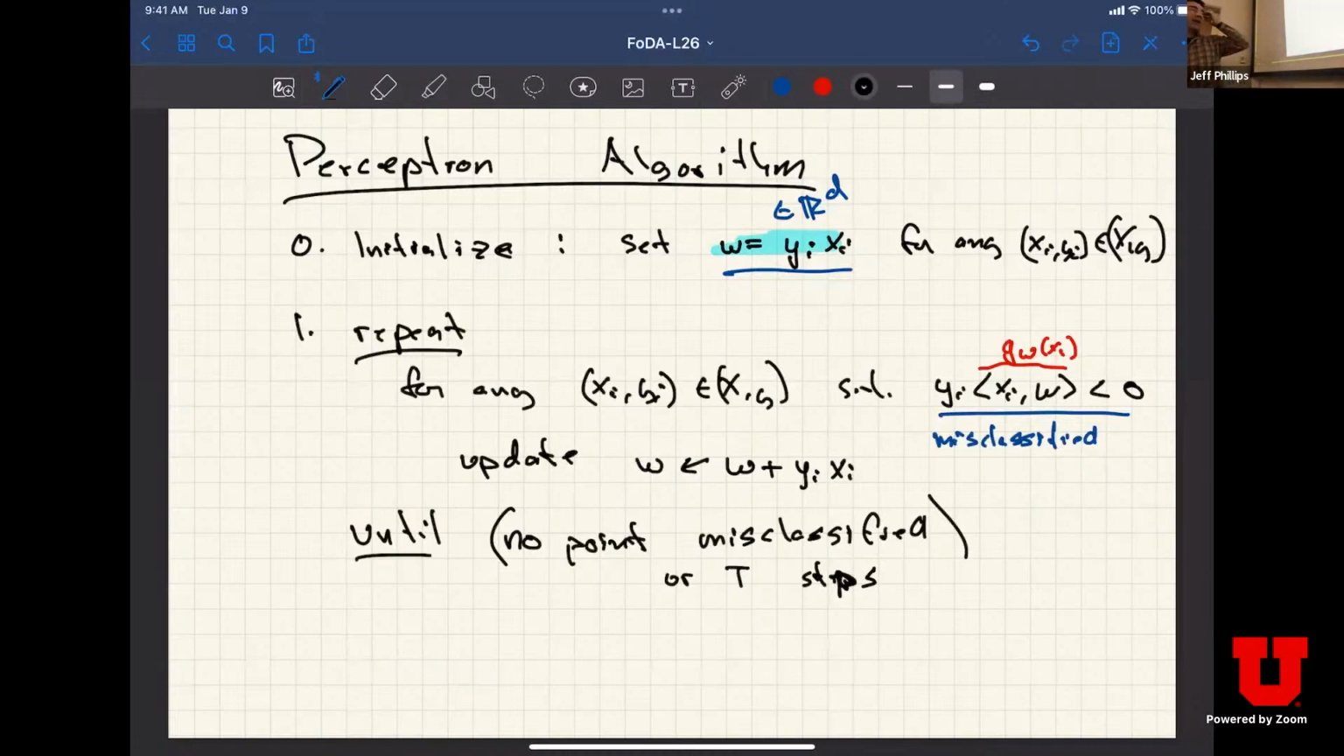But in principle, you eventually want to find a classifier which has no misclassified points.